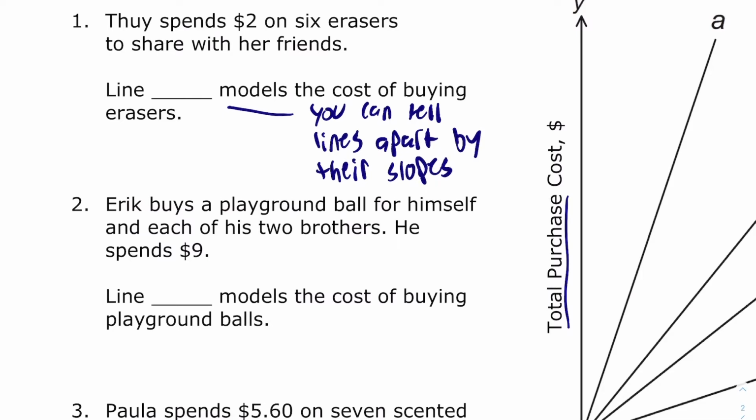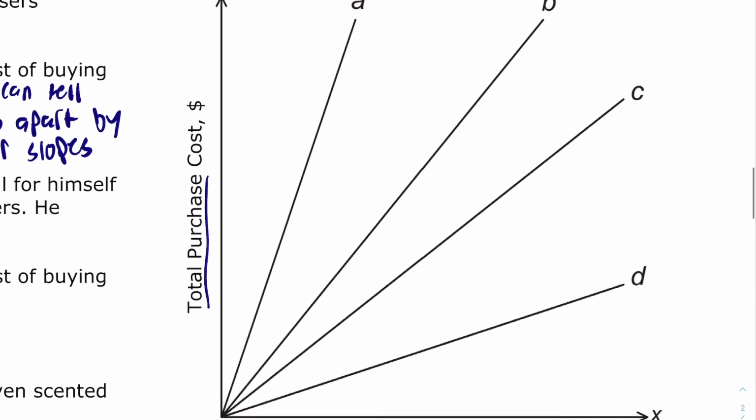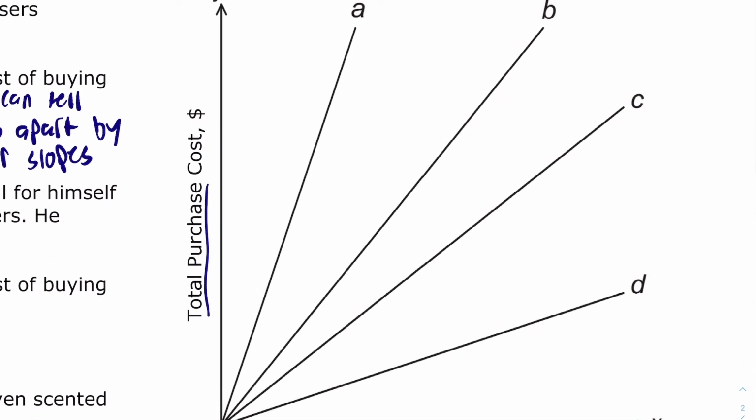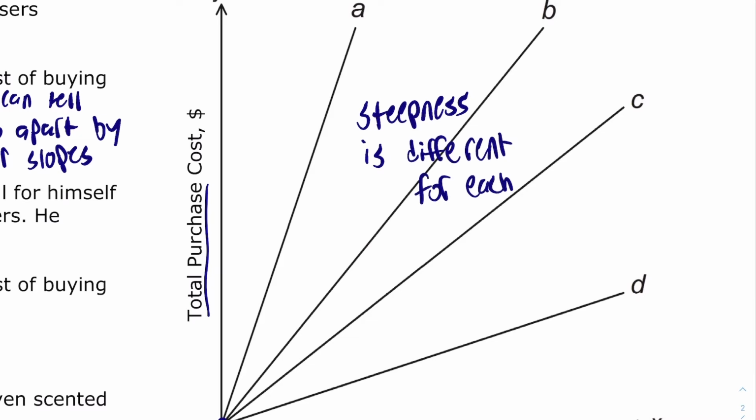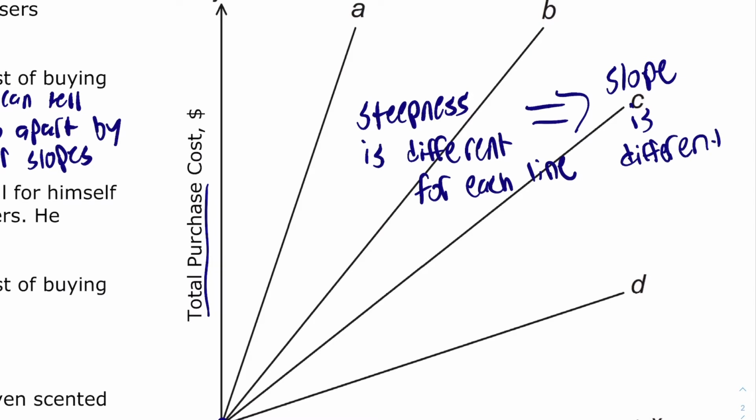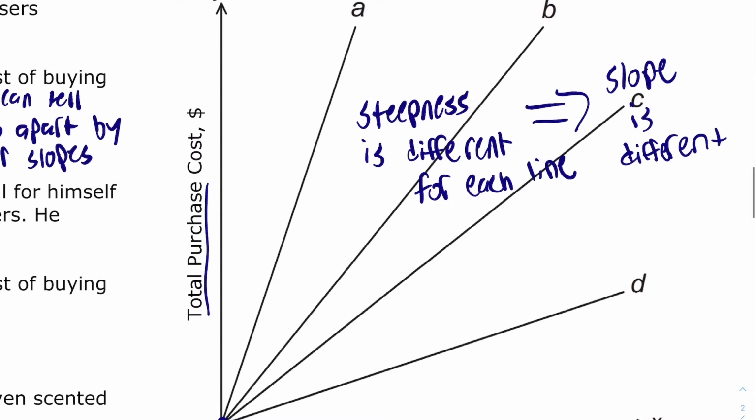The reason you can tell the lines apart by the slopes is because, look at these. Well, they all have in common that they touch the origin, but the difference is the steepness. And since the steepness is different, that's going to lead you to the conclusion that slope is different. Sorry, that looks terrible, but I'm at the edge of my screen when I'm writing that, so my hand is not very stable. But the slope is different for each one of these lines.